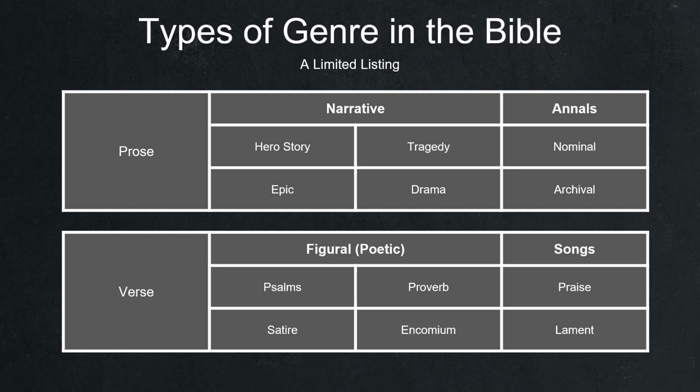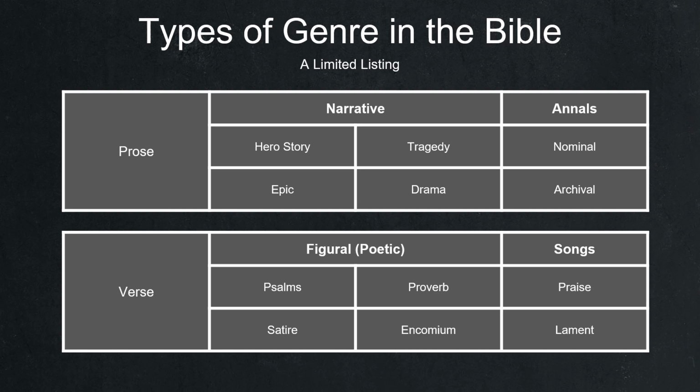But I would argue there's another form of narrative in the annals where it's just listing certain things. So you can have nominal and archival annals that just list out information and are not necessarily telling a story, but they're telling you a list, and that list may have some intentionality to how it's ordered, but it's not giving you a story in that sense, and that would still be considered prose.